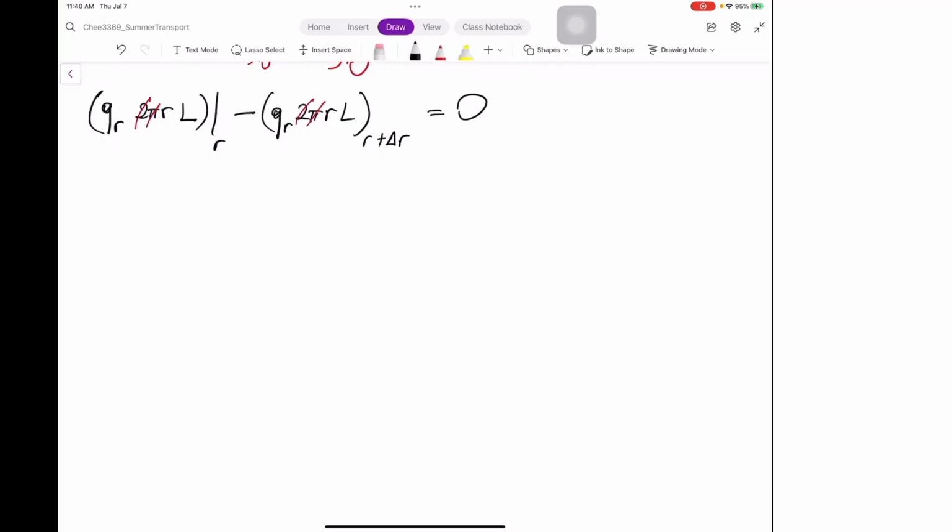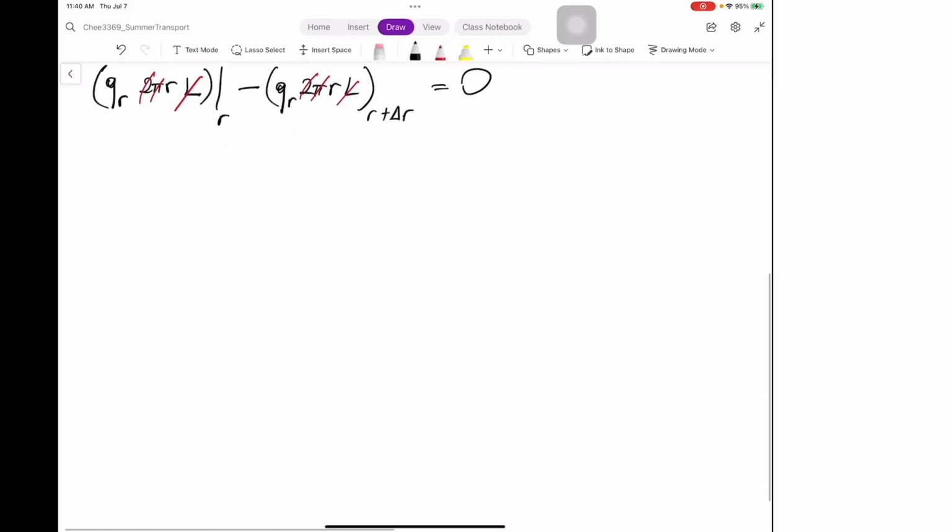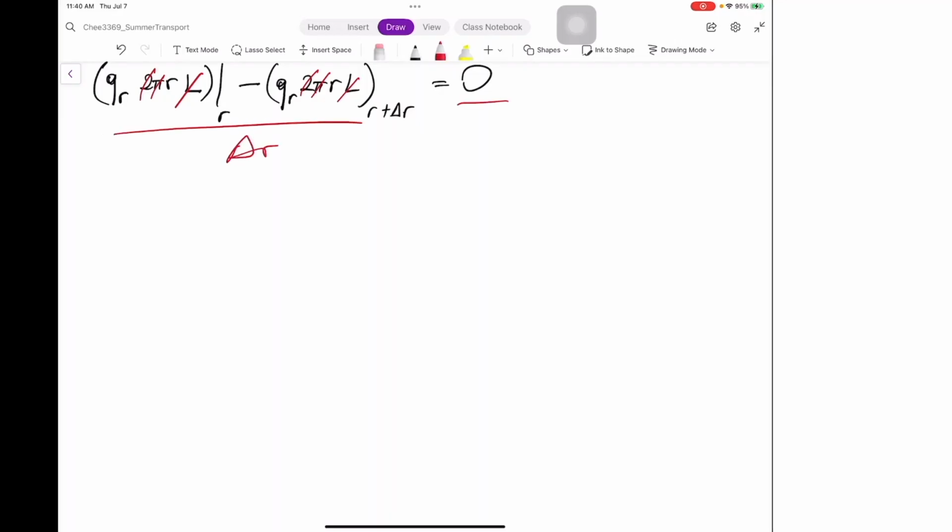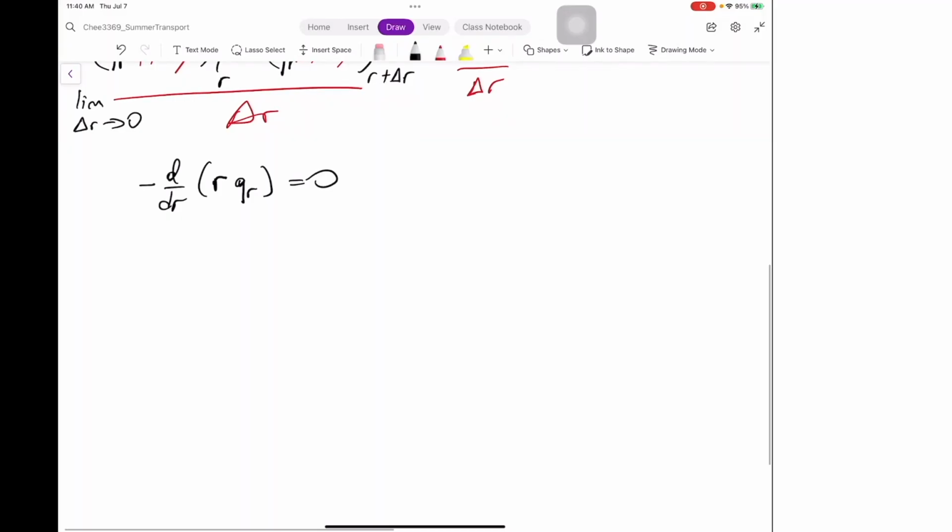Now, from here, you can get rid of the 2 pi's if you like. You can divide by 2 pi, and also L, maybe. Those are constants, right? And you divide by delta R, both sides. What you get is actually negative d over dr of r QR is equal to 0 after you take the limit delta R goes to 0. And this says that R times QR is constant.